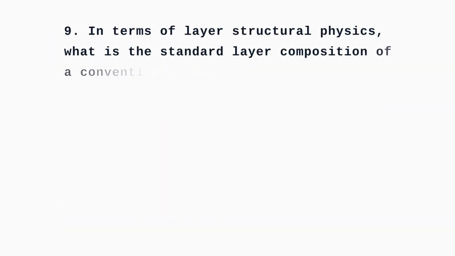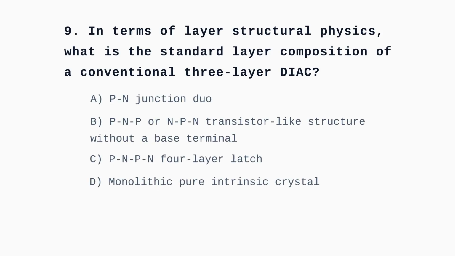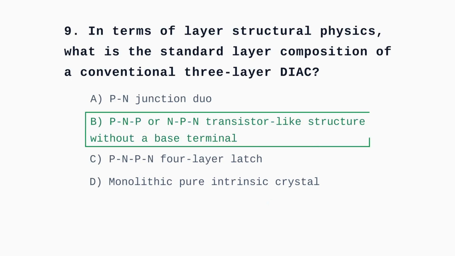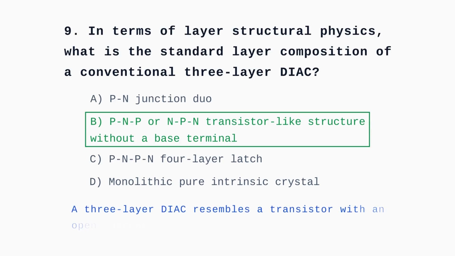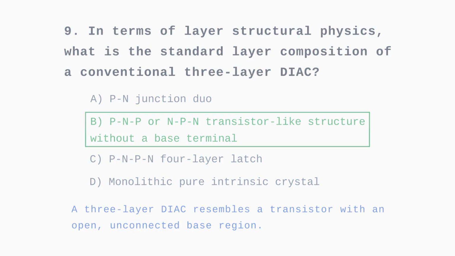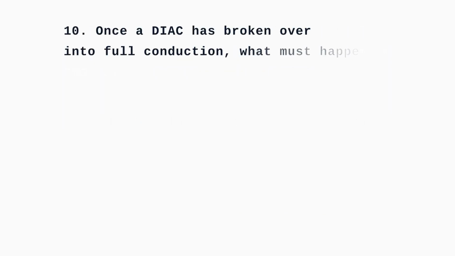Question 9. In terms of layer structural physics, what is the standard layer composition of a conventional 3-layer DIAC? A basic 3-layer DIAC is essentially a symmetrical PNP or NPN transistor matrix whose center base layer is unattached to any external control lead.